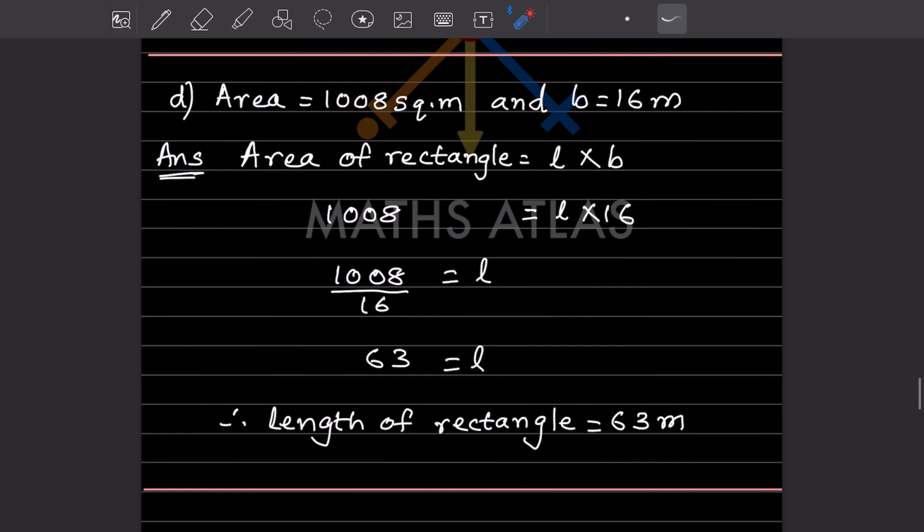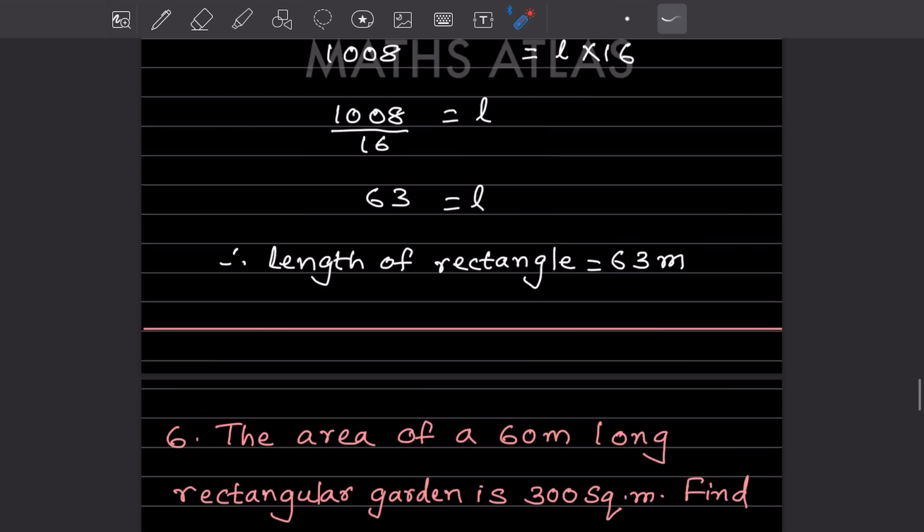Again over here the area is given and the breadth is given. Area of rectangle is length into breadth. Area is 1008. We don't know the length. The breadth is 16. 1008 divided by 16, that is length. So 63 is the length. So length of rectangle is 63 meter.